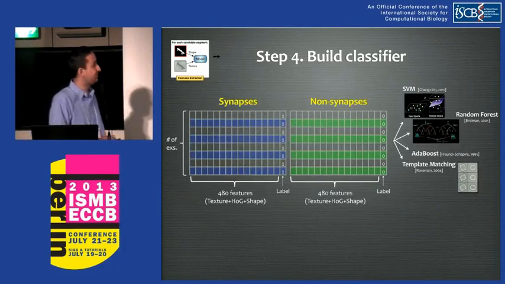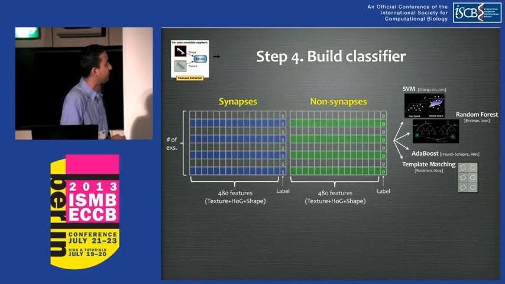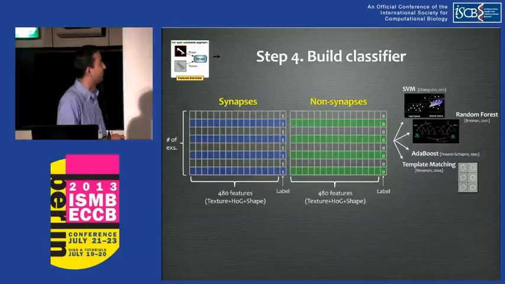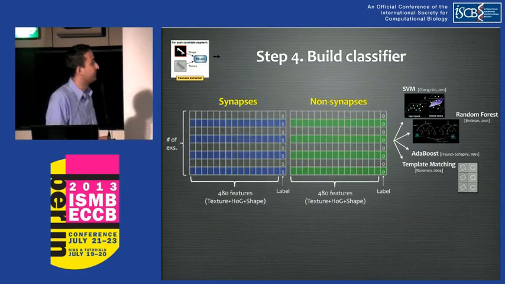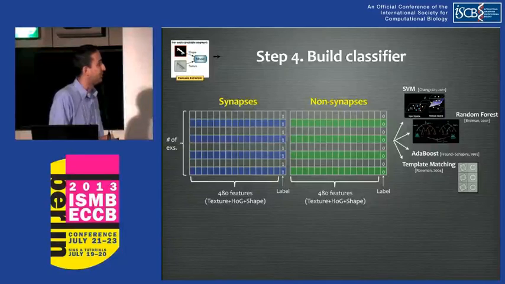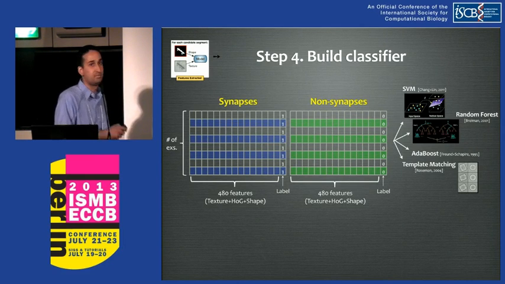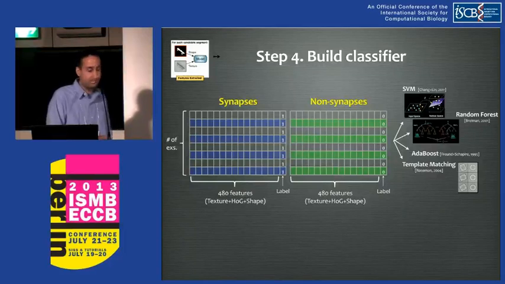Okay, so the next step then is to just build a classifier. We have our feature matrix for all the synapses that we found and for the non-synapses, and we feed it into four different classifiers. We use an SVM, a random forest, a boosting technique, and then we also compare against a template matching technique that is often used in these classification problems.